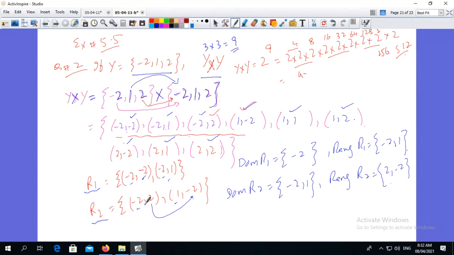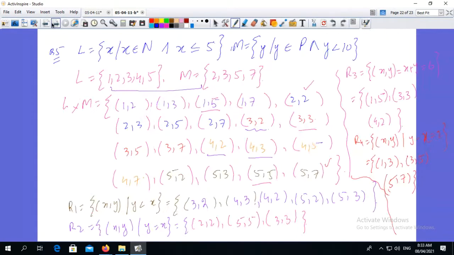What is the domain of R1? The first element is called the domain. So here the first element is -2, so the domain is {-2}, and the range is the second element. Here -2 and 1, so I write {-2, 1}. In R2 there are two first elements, -2 and 1, so the domain is {-2, 1}, and there are two second elements, 2 and -2, so the range is {2, -2}. This completes our question number 2.